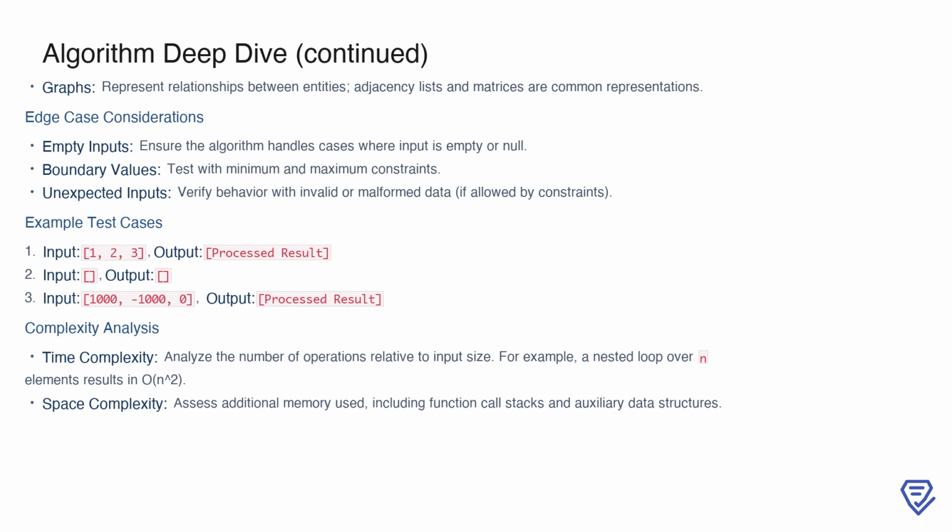Time complexity measures the number of operations relative to the input size, such as O(n²) for nested loops over n elements. Space complexity evaluates the additional memory used, including the call stack in recursive algorithms or auxiliary data structures. Both are critical for determining the scalability of your solution.